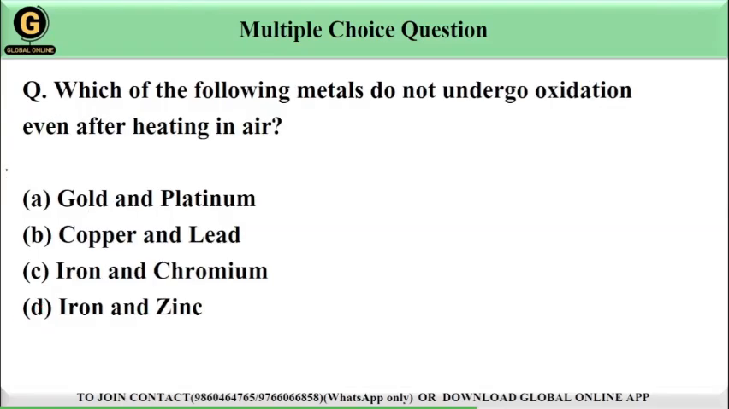Next question is, which of the following metals do not undergo oxidation even after heating in air? Guys, we have options here. Option A, gold and platinum. Option B, copper and lead. Option C, iron and chromium. And option D, iron and zinc.